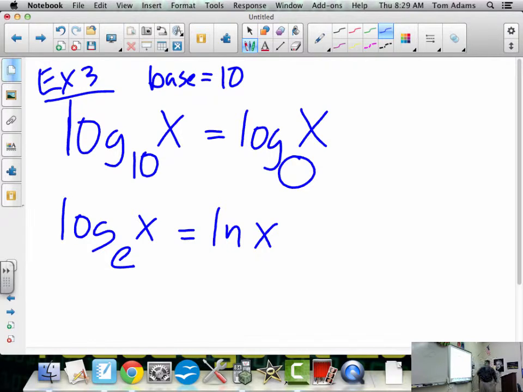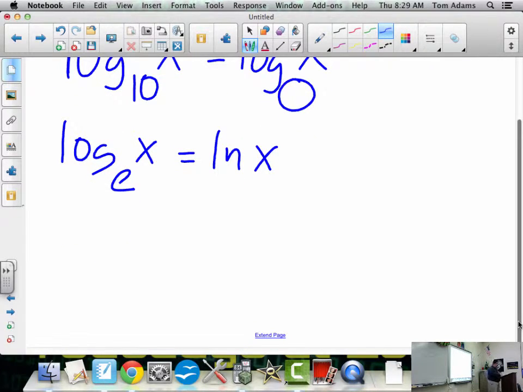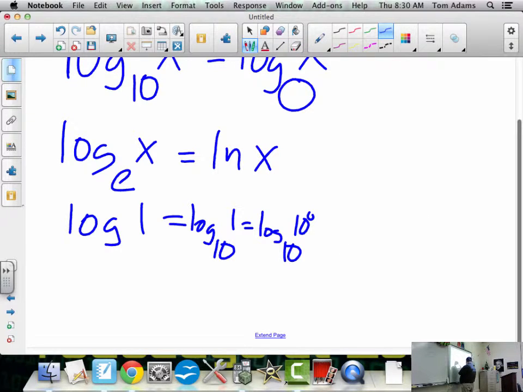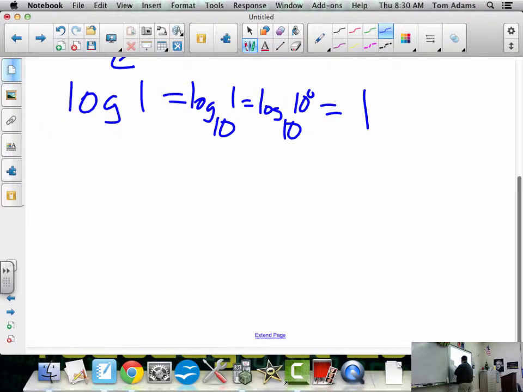All right. So now for example number 3, we're going to apply those properties from example number 2. So for example, if I say log of 1, what do I raise 10 to get 1? 0, yeah. So think log base 10 of 1 equals log base 10 of 10 to the 0, right? So that's what I want you guys to think, which equals 0. Does that make sense?